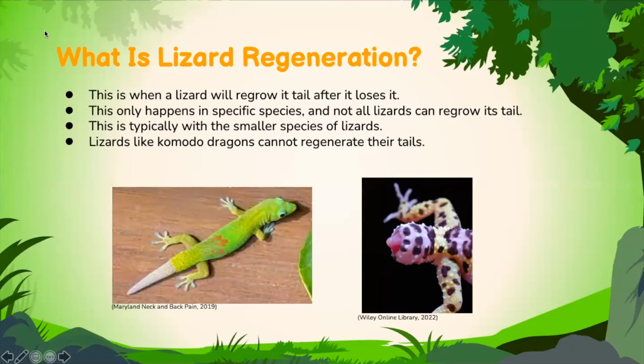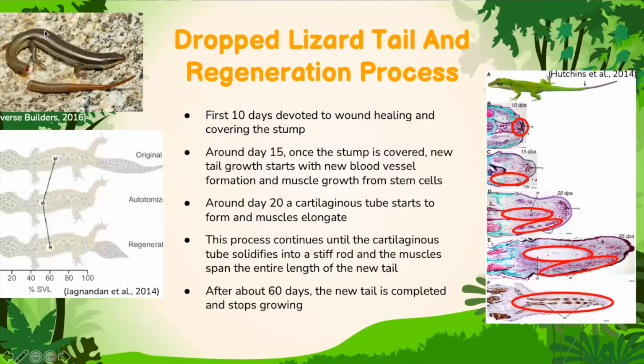So what is lizard regeneration? The lizard will regrow its tail when it drops it, or if it's cut off by a predator or anything like that. And this will only happen in certain species like we talked about earlier. Lizards like monitor lizard types, like Komodo dragons and things like that, actually cannot properly regenerate their tails. When they drop their tail or if they get a trauma to it that leads to it being cut off, the first 10 days of that is spent healing the wound and covering up the stump with scales. And then around day 15, once it's covered, it starts to make a protrusion.